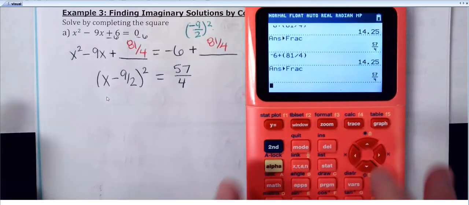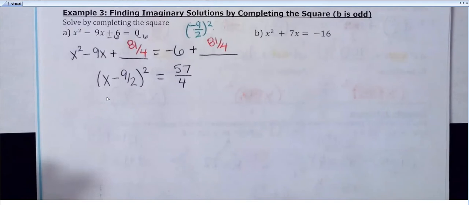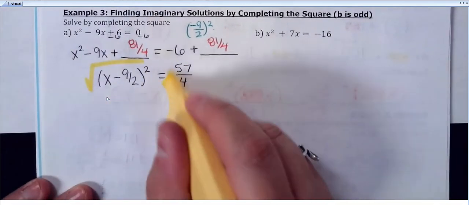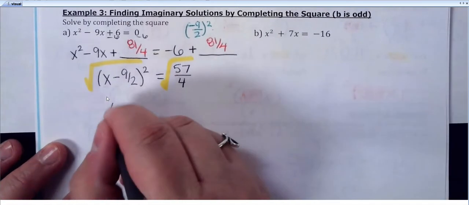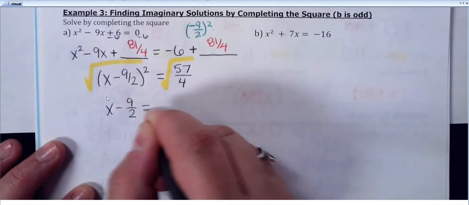Okay, now, just trying to save you some time. We're going to take a square root. And you're like, oh, garbage. No, it's not bad, I promise. All right, so x minus 9 over 2, the square root and squared cancel each other out.